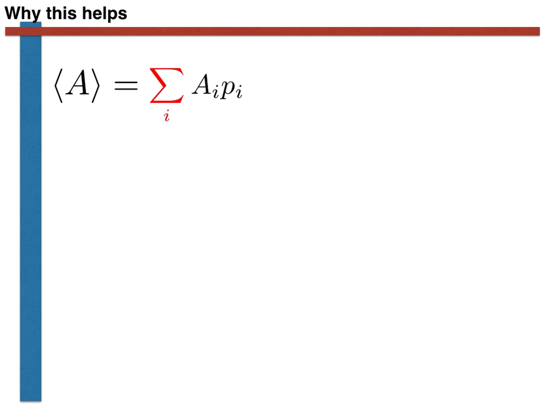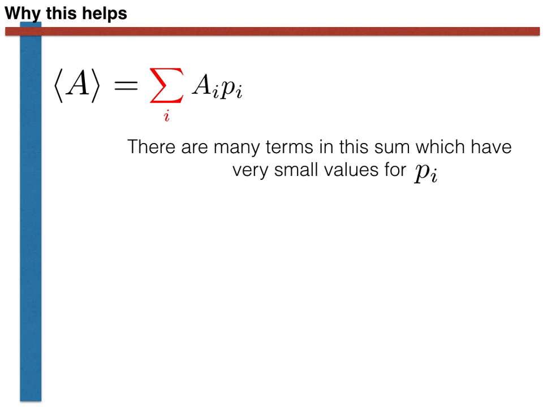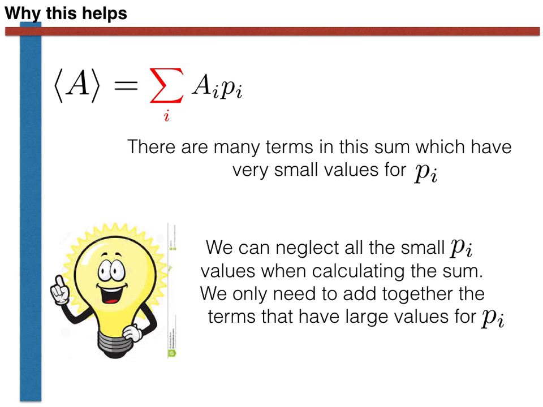As a first case in point, consider the expression that we have for the ensemble average here. There will be many terms in this expression that will have small values for P_i. That is to say, many microstates will have a relatively high energy and will thus have a relatively low probability of being occupied. We might therefore consider neglecting the terms that have a low value for the probability P_i when calculating the summation shown here. In other words, we might consider calculating the sum by taking only the terms in this sum that have high values for P_i, as only these terms will contribute a considerable amount to the final sum.